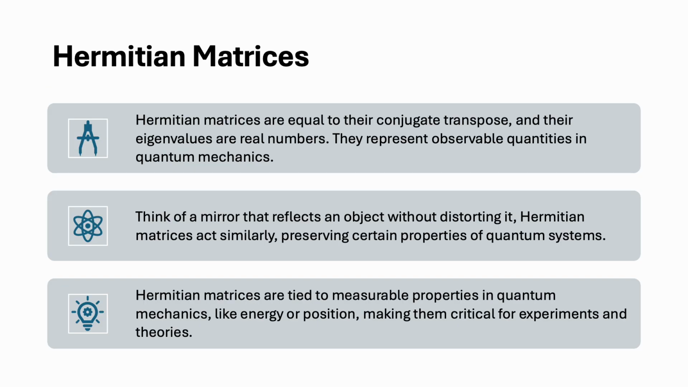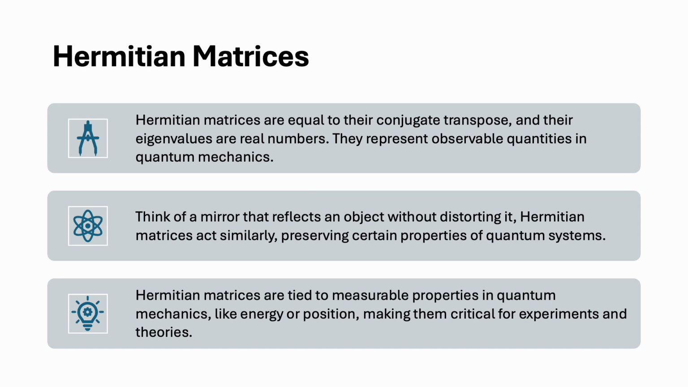Hermitian matrices. Hermitian matrices are equal to their conjugate transpose, and their eigenvalues are real numbers. They represent observable quantities in quantum mechanics. Think of a mirror that reflects an object without distorting it. Hermitian matrices act similarly, preserving certain properties of quantum systems. Hermitian matrices are tied to measurable properties in quantum mechanics, like energy or position, making them critical for experiments and theories. Let's dive into this to understand a little bit more in depth.